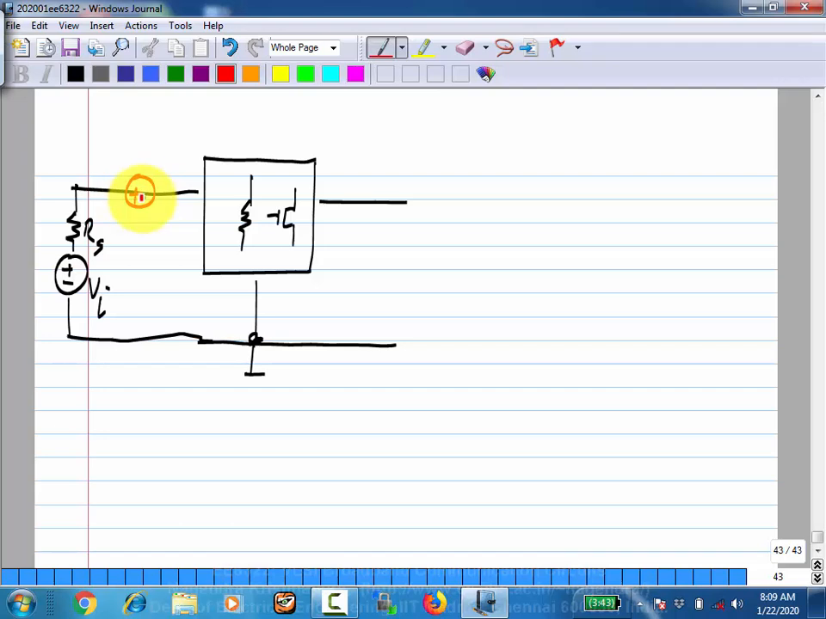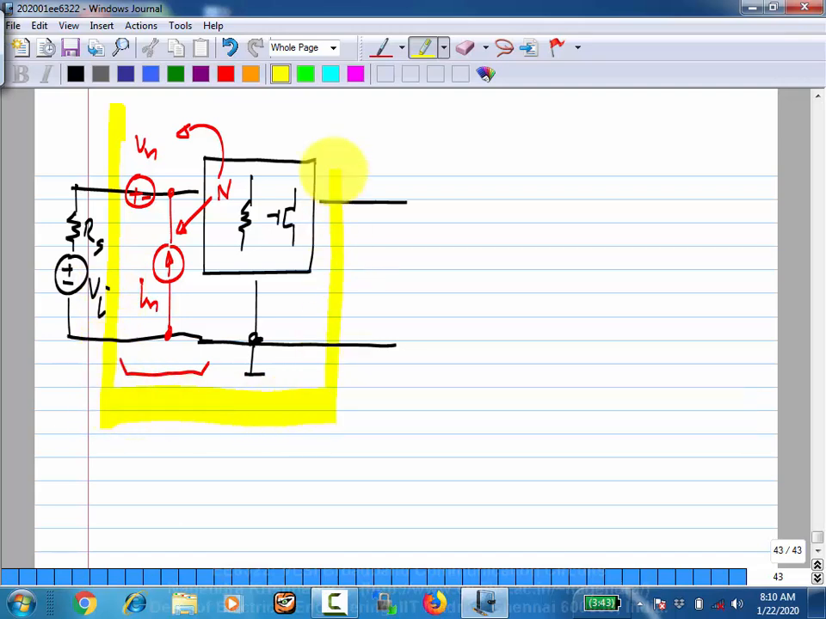You will need two sources to represent it correctly. That is, this Vn and In will be dependent on this network N. Once you represent it like this with appropriate values of Vn and In, it will work for any value of the input. So this is the actual model of the network with noise. That is, the noise of all the components in the circuit is represented by this Vn and In.